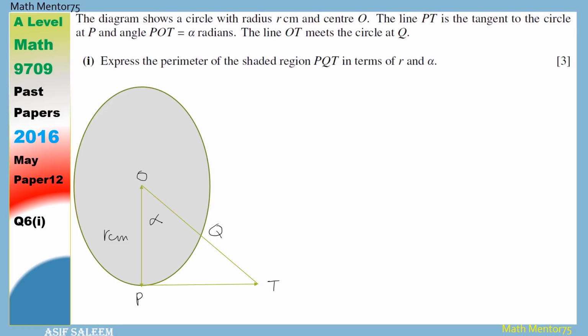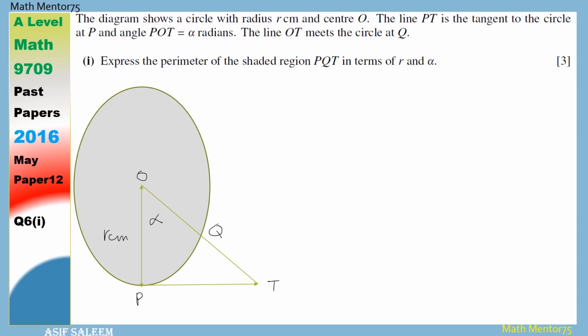Question number 6. In this question, we are given with the diagram. The diagram shows a circle with radius r, center O. The line PT is a tangent to the circle at P and angle POT is alpha radians. The line OT meets a circle at Q. Express the perimeter of the shaded region PQT in terms of r and alpha.